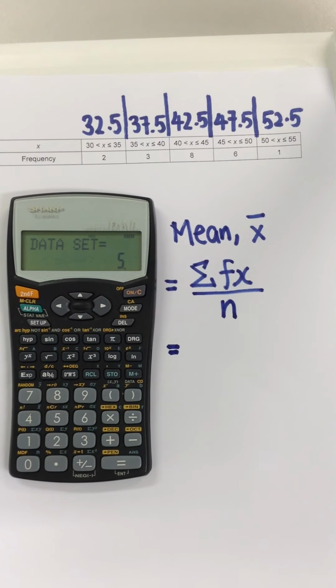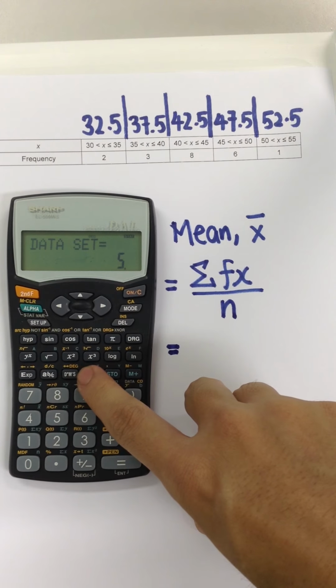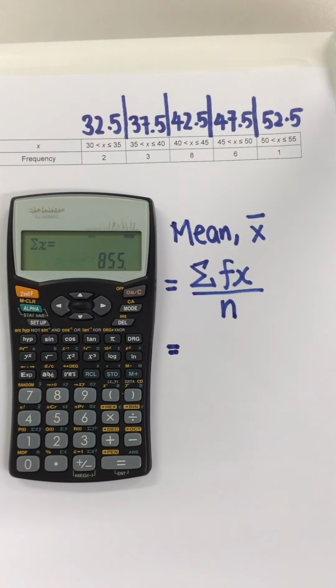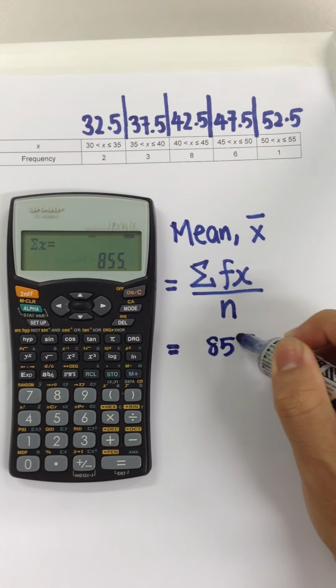So in this case, to find the value of summation of fx, press the recall button followed by the decimal button. This gives me 855.